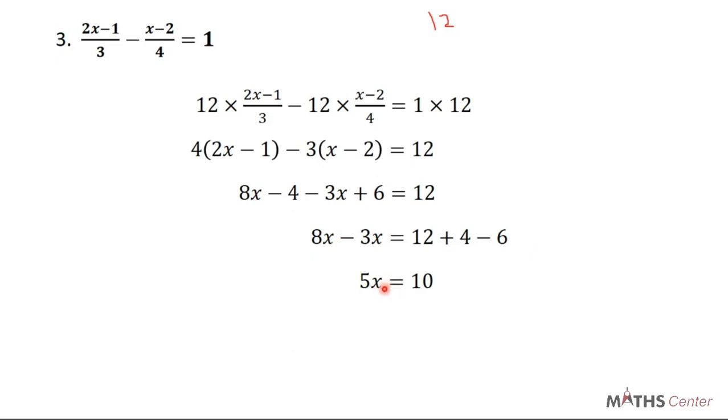8x minus 3x will give us 5x. 12 plus 4 will give us 16. 16 minus 6 will give us 10. We divide both sides by 5 and x will give us 2.